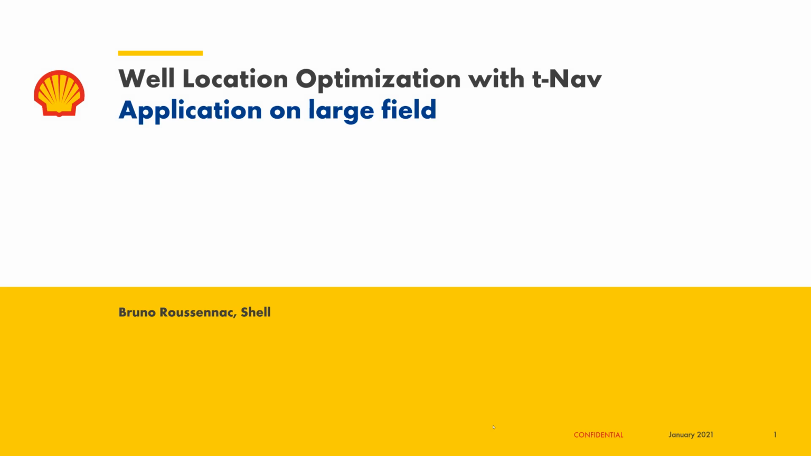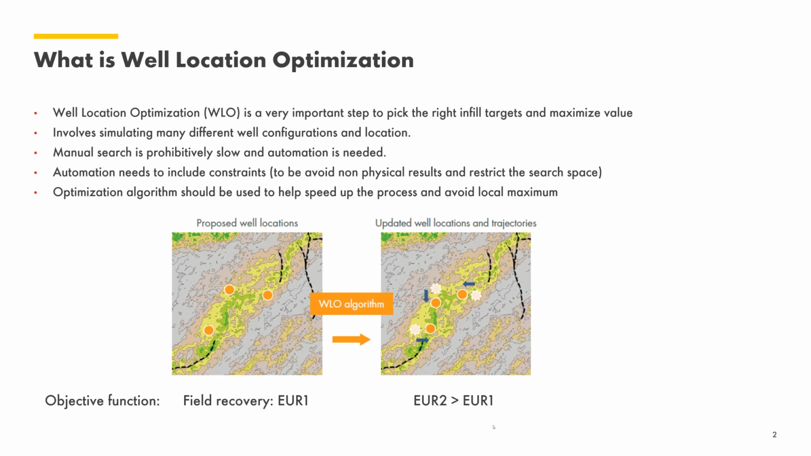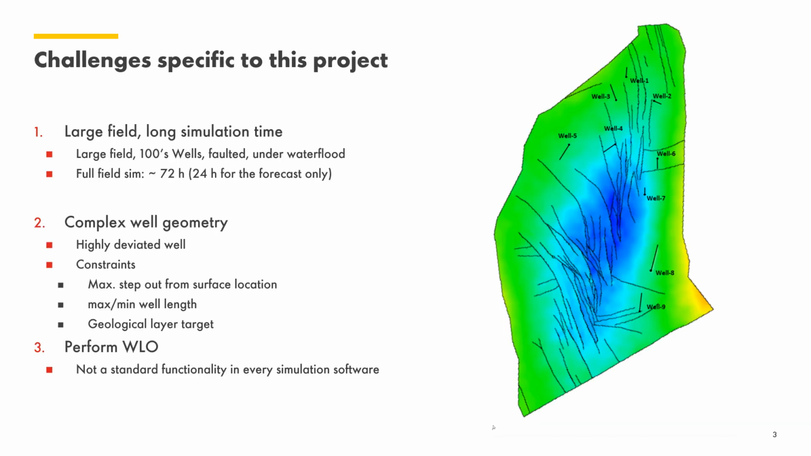This presentation is about well location optimization using tNav and its application on a large field. Well location optimization is a very important step to pick the right infill location and maximize the overall value of a field. That involves typically running many different well configurations and locations. That could be achieved with manual search, but would be extremely slow. So we use automation, which needs to include some constraints to restrict the search space and avoid non-physical results. The optimization algorithm is used to help speed up the process and avoid local maxima.